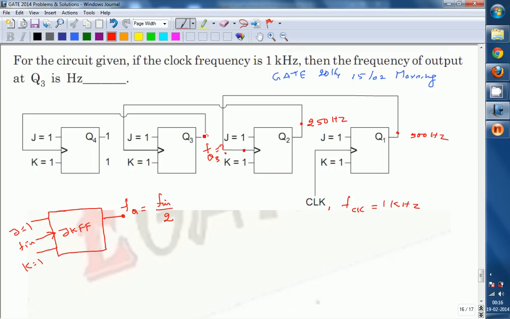So the output of Q3, because J is equal to 1 and K is equal to 1, has a frequency of 125 hertz. What we require is only f of Q3, the output frequency at Q3, which is 125 hertz. Otherwise, if it were f at Q4, it would be 62.5 hertz, but the answer is 125 hertz, which is the right answer.